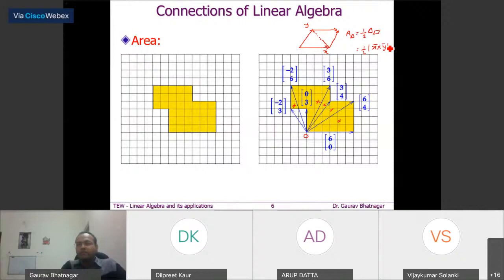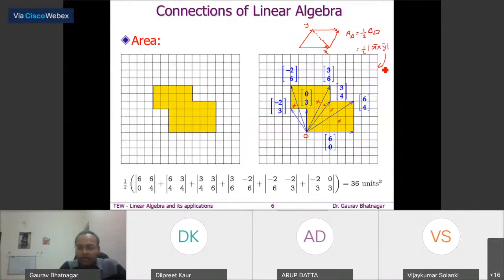So again, when you extend this concept over here, you are going to get the area of this shape even with this simple formula, and you are going to get the same solution as in the previous case. So even in finding the areas of certain shapes, linear algebra gives you a very nice overview to get the solution. This is another very simple example, in which you find the area of a particular shape using linear algebra.